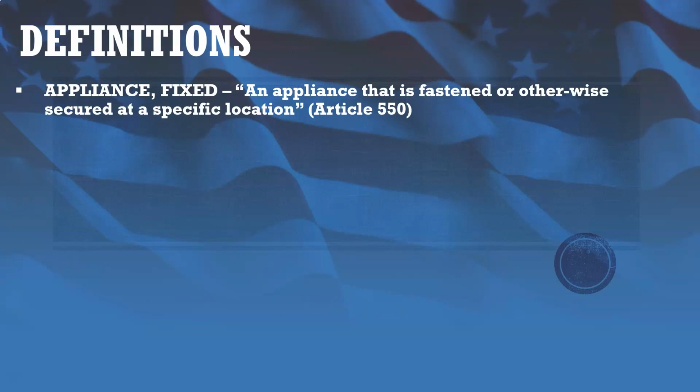For definitions, appliance, fixed, is an appliance that is fastened or otherwise secured at a specific location. This will be important for one of our steps when we're doing our service calculation. Generally speaking, the way I like to think of a fixed appliance is any appliance that requires tools to remove. So in other words, if we think about a microwave, it just has a simple cord and plug attachment. You can unplug it from a receptacle and then just pick it up and move it.